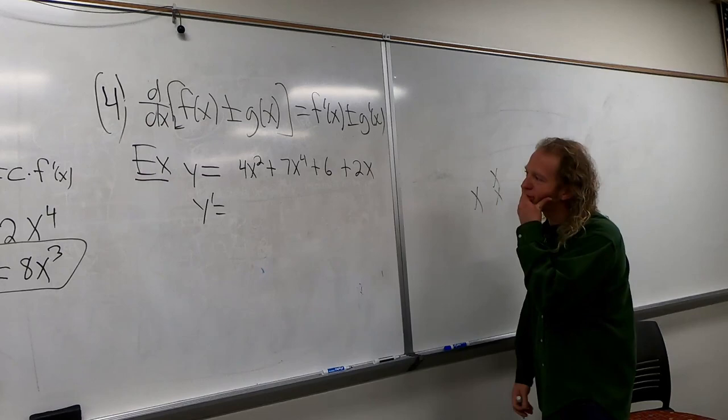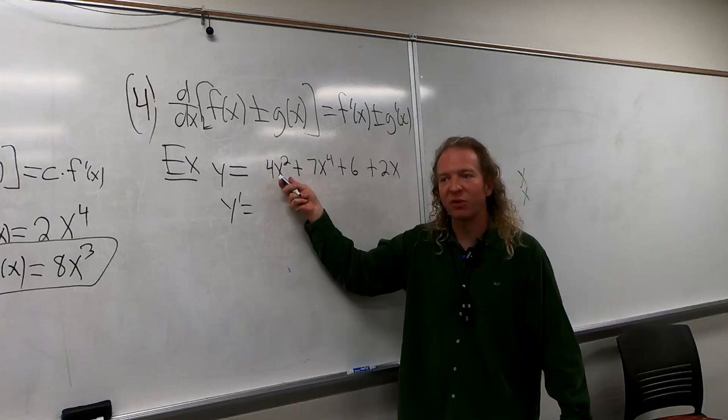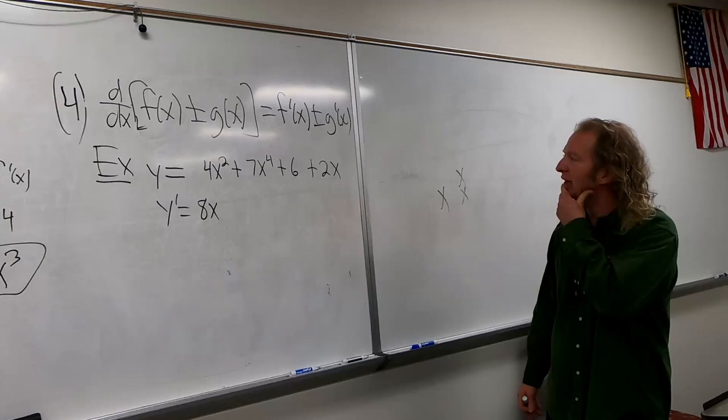So what would the derivative of 4x squared be? Does anyone know? 8x, good. Everyone okay with why it's x? Because you subtract one and you get x to the one, right? So 8x, very good, 8x, and then 4 times 7 is 28.